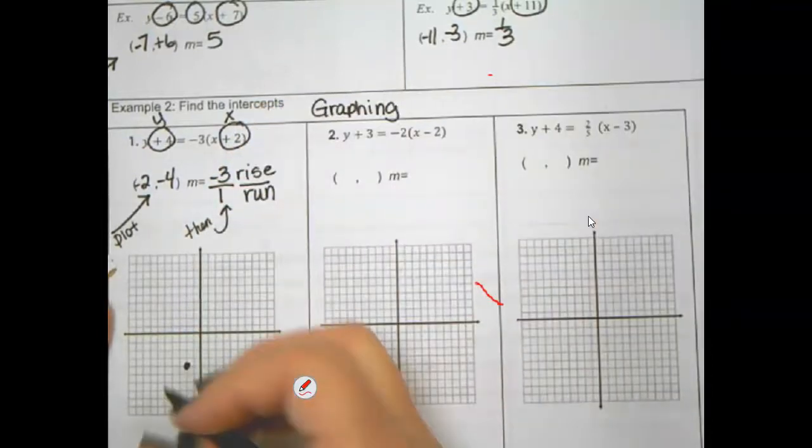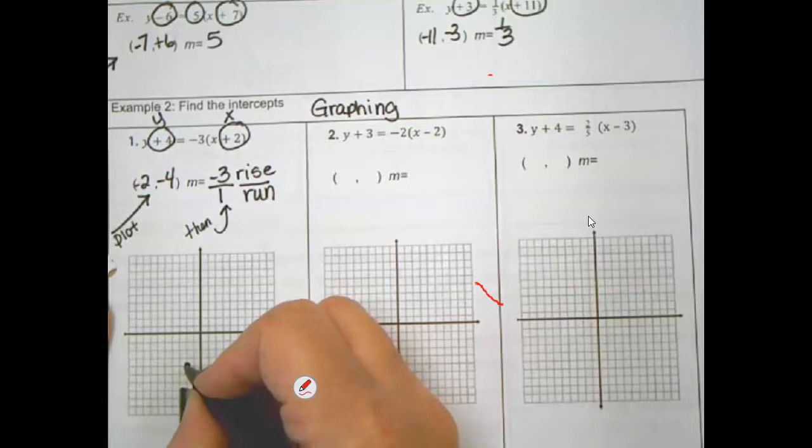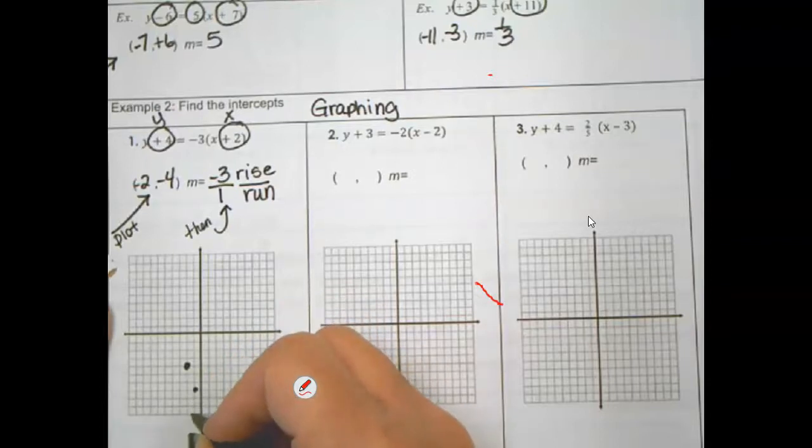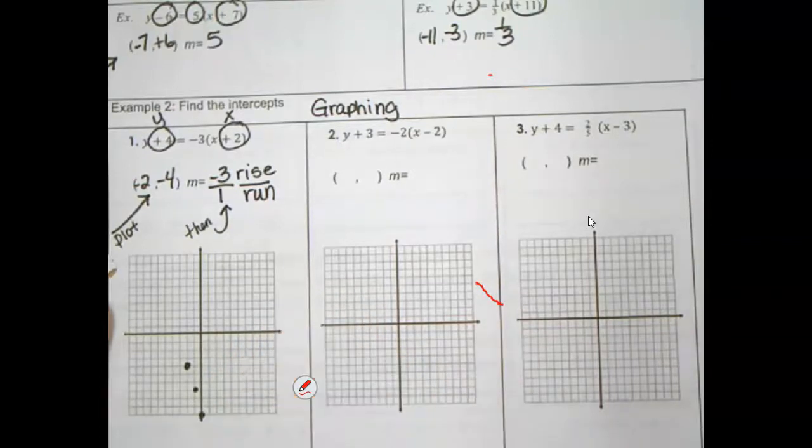Then rise and run. So this says to go negative down 3 over 1. So down 3, 1, 2, 3. Since the 1 is positive, I'm going to go over 1. 1, 2, 3, positive to the right.